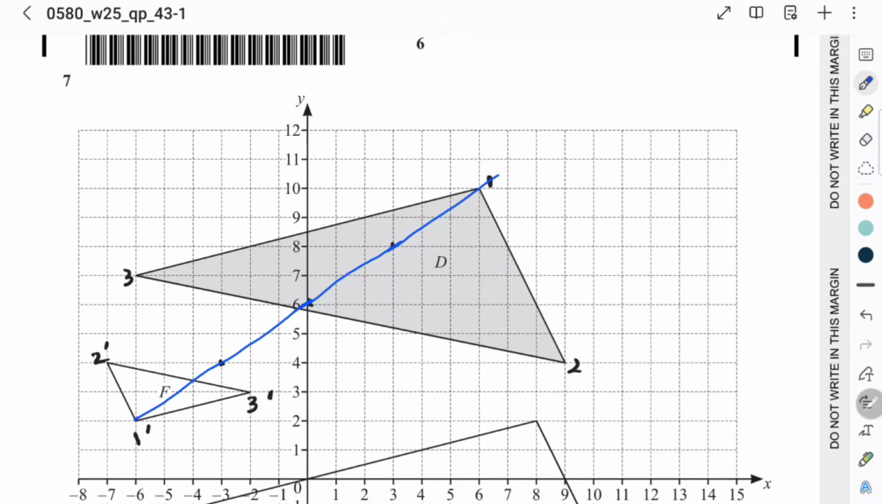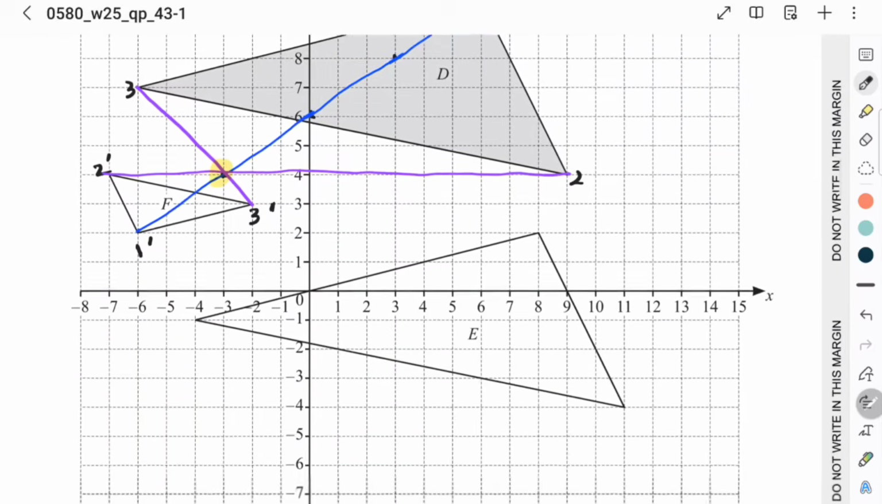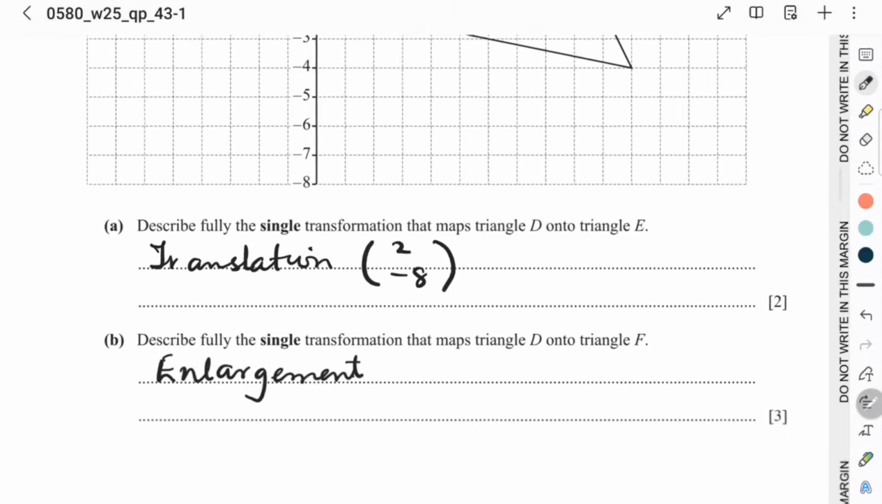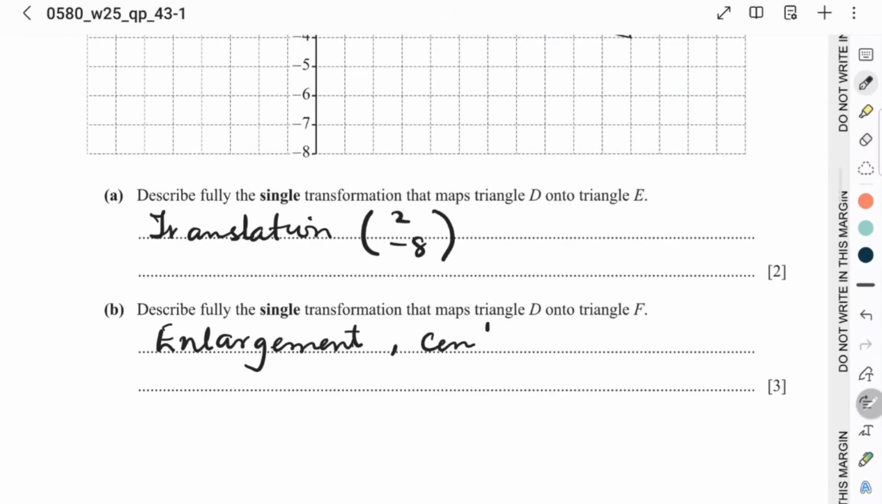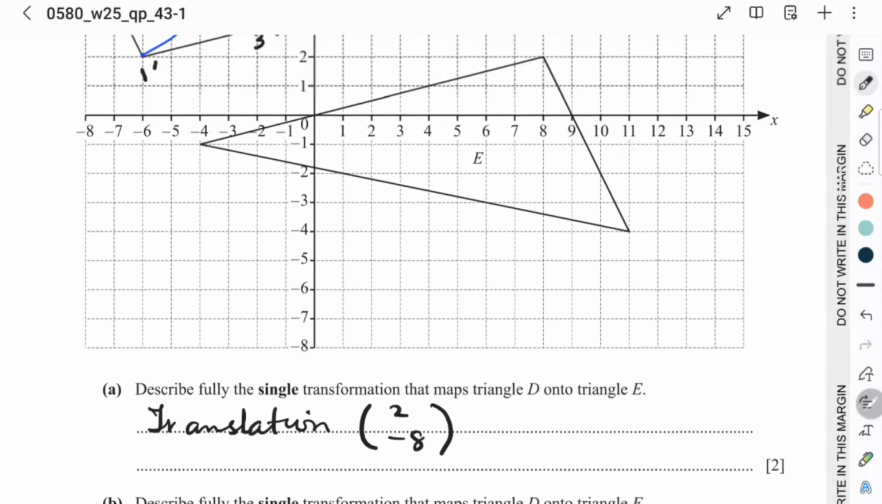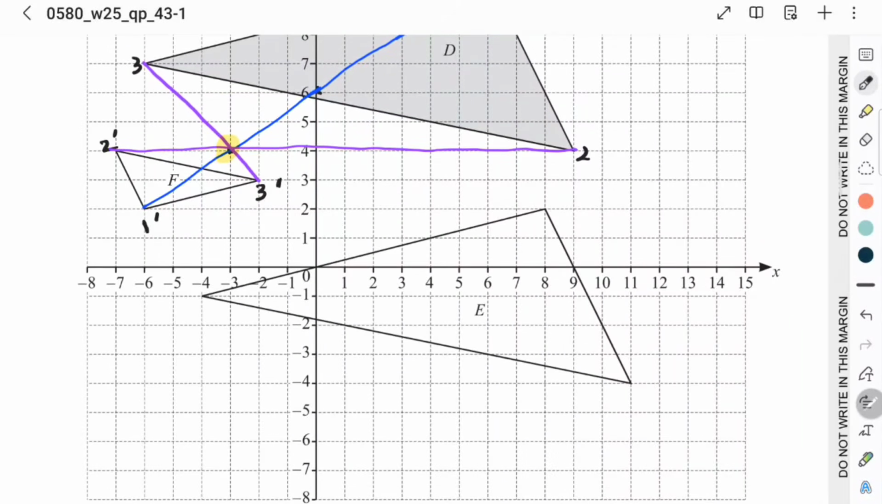Now I'm connecting the points 2 and 3, and the third point. So we found the center of enlargement is in the middle, that's why the scale factor will be negative. The center of enlargement is (-3, 4), and now we have to find the scale factor, which will be negative.